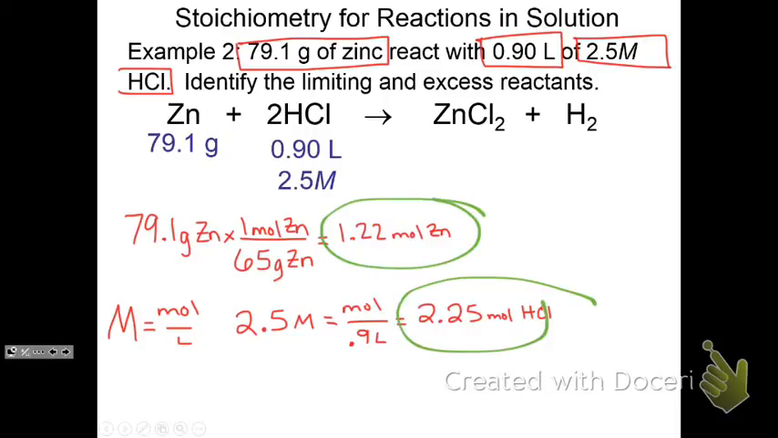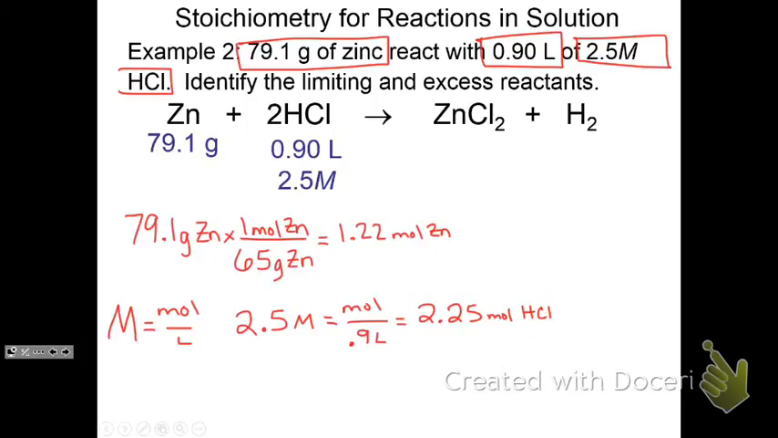Now I've got some useful information here. I have both of my reactants in moles. And you can't just grab and say, oh, well, I have more HCl, that means that's going to be in excess, and just be done from there. No, you cannot do that because you have to take into account these ratios. So we have ratios built into this equation here. And in this case, it's a 1:2 ratio. 1 mole of zinc will react with 2 moles of HCl.